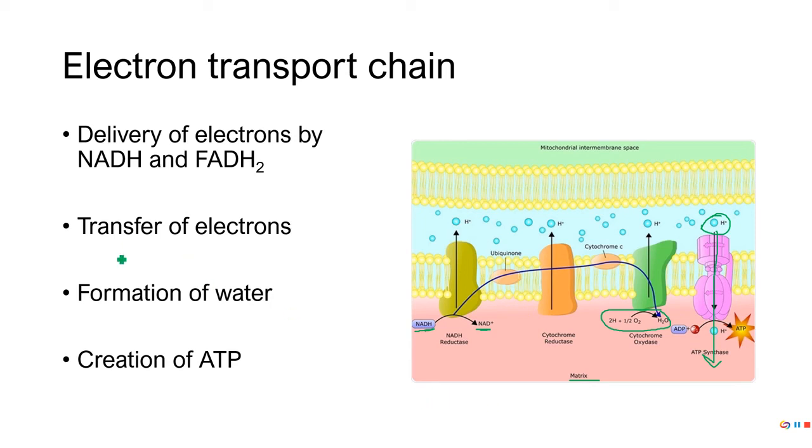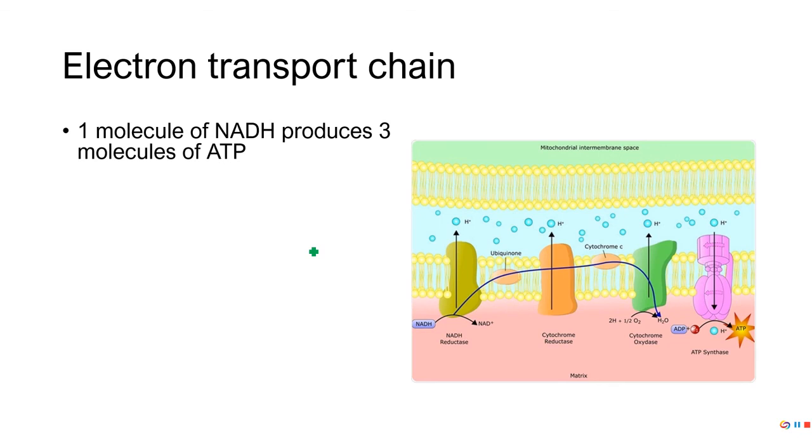Okay, so again, I know it's complicated, but ultimately what's happening is that we're moving electrons, and by moving these electrons, we're creating a gradient such that hydrogen can come through this last protein and allow for the formation of ATP. But these electrons will not move unless they've got somewhere to go, and that somewhere is oxygen.